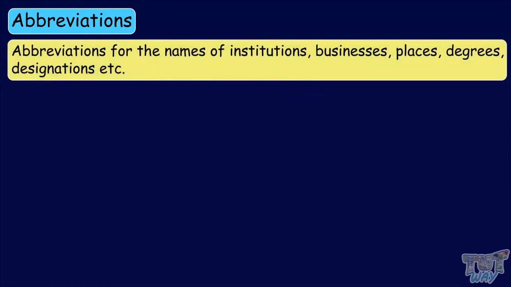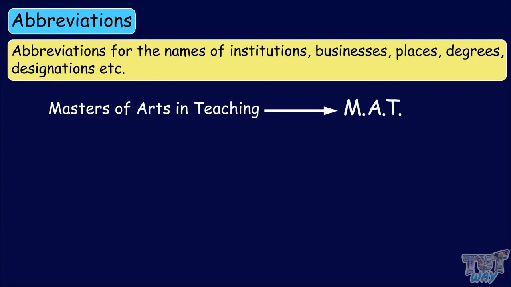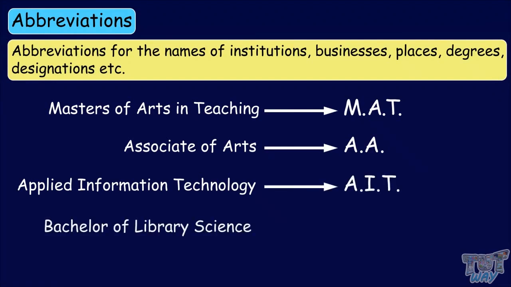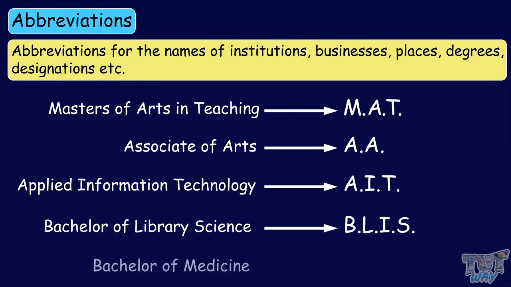Now let's see some examples of abbreviations for the names of institutions, businesses, places, degrees, and designations, etc. Masters of Art in Teaching is known as MAT. Associate of Arts is abbreviated as AA. Applied Information Technology is abbreviated as AIT. Bachelor of Library Science is abbreviated as BLIS. Bachelor of Medicine is abbreviated as BM.